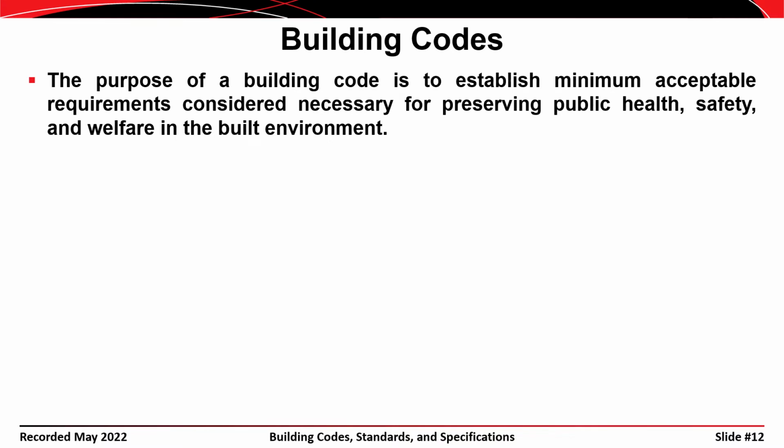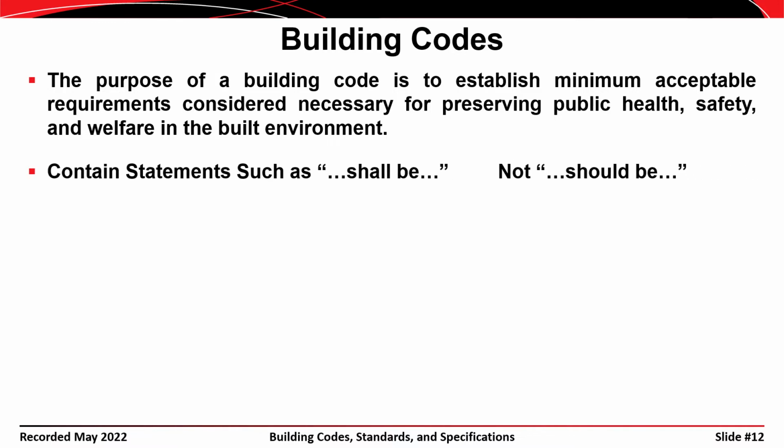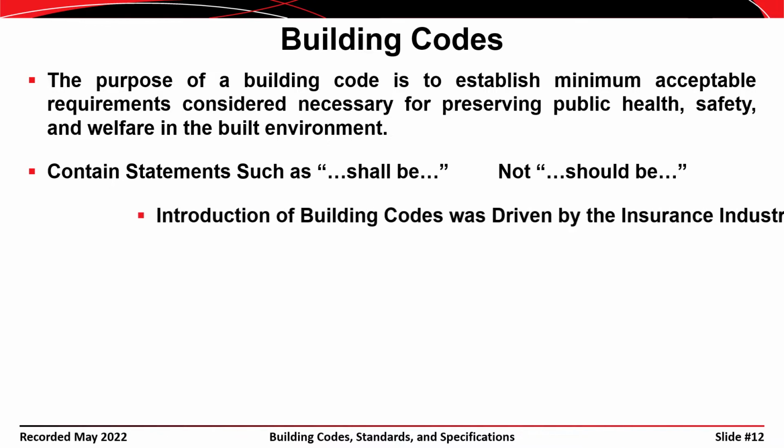The purpose of a building code is to establish minimum acceptable requirements that are considered necessary for preserving the public health, safety, and welfare in the built environment. Building codes generally contain statements such as "shall be" instead of "should be." The first statement conveys that the specific requirement is mandatory. By contrast, the latter statement conveys that the requirement is discretionary or optional.